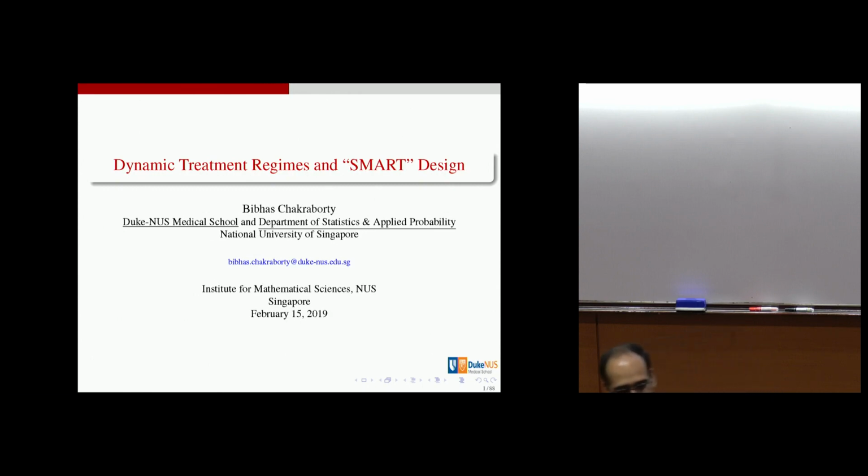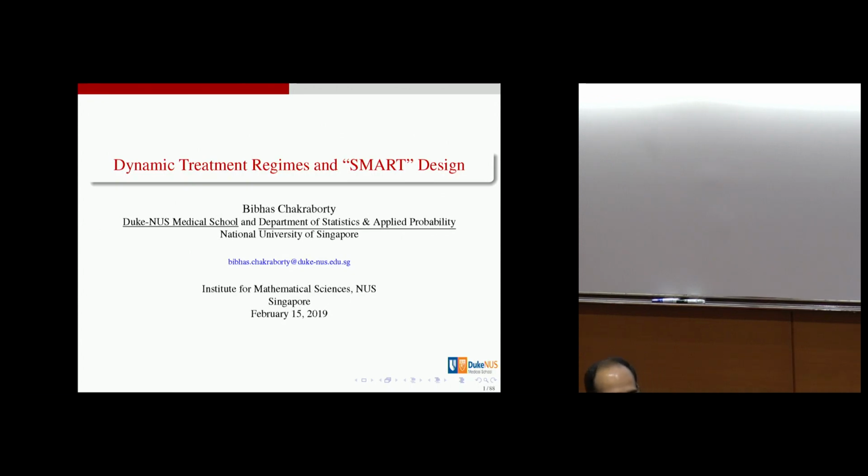So my name is Bibhas Chakraborty. I have been with NUS for more than 5 years now. Primarily based in the Duke NUS Medical School, which is in a different campus from here, but also with the Department of Statistics and Applied Probability, which is in this campus. And I'm really glad that IMS is doing more applied statistical kind of workshops these days, which is great and which embraces different disciplines. It's very interdisciplinary.